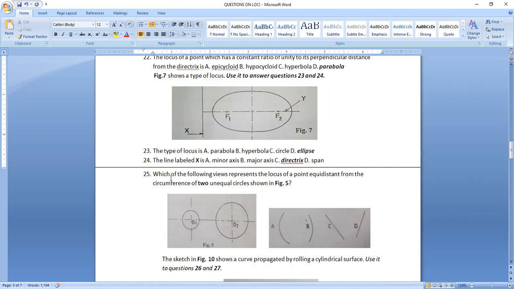Question 25, which of the following views represent the locus of a point equidistant from the circumference of two unequal circles shown in figure 5? So the answer to this question is option A. So the curve will always face the larger or bigger circle. That is option A.